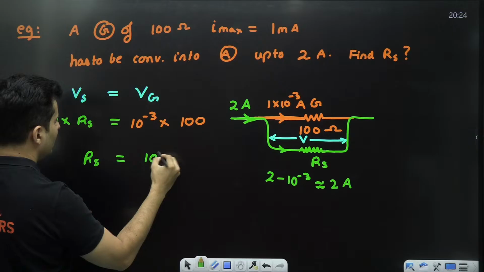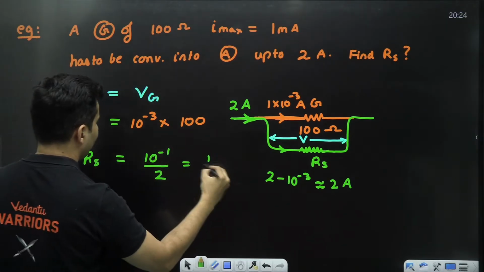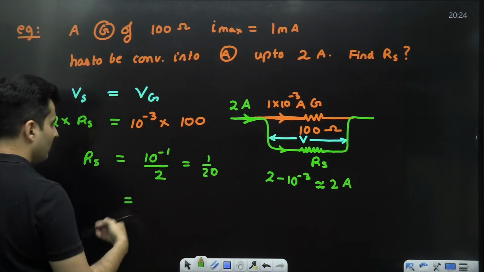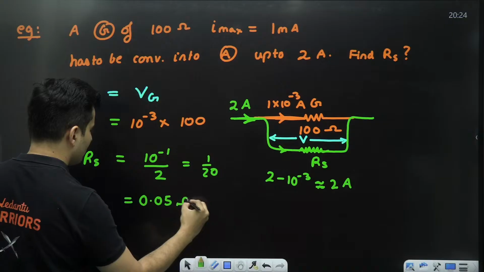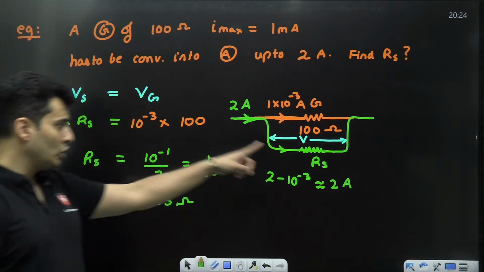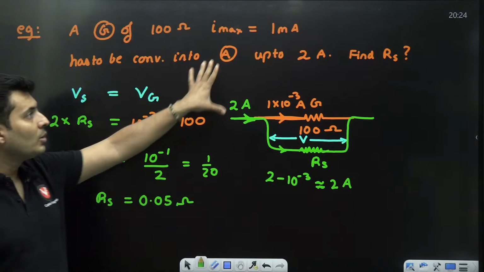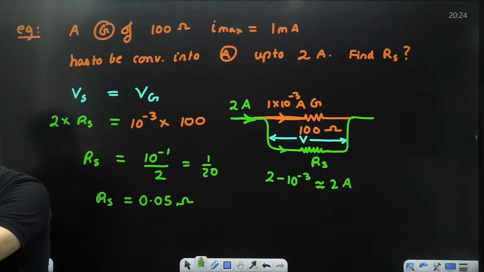This will become 10 to the power minus 1. This will become 1 by 2. So this will become 1 by 20, which is basically 0.05 ohms. So the shunt resistance is 0.05 ohms. If you use that small resistance, then you can measure currents up to 2 amperes. Are you able to understand it?